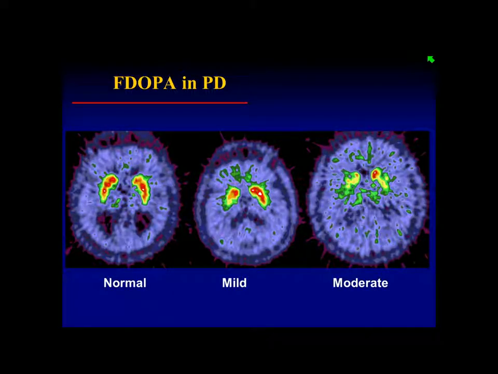This is just an example from normal to mild to moderate Parkinson's disease, and this is the typical progression of this disease. And again, you'll see on the right, it is kind of maintained. This one essentially degenerates typically a bit more rapidly.